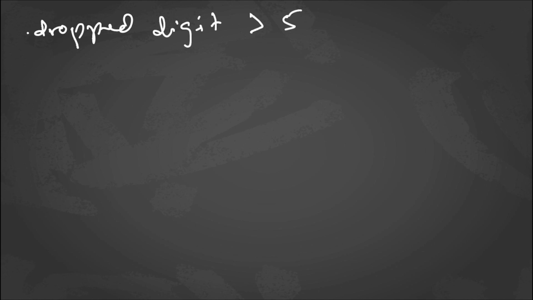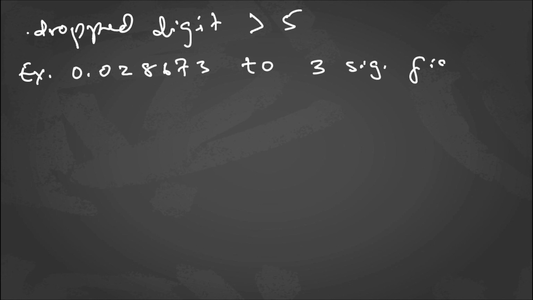For example, if we have a number such as 0.028673, and we are asked to round this off to, let's say, 3 significant figures. What we first see in this number is that we have two leading zeros, and these two leading zeros are not significant. So our first 3 significant digits, which are these non-zero digits, have to be the 2, 8, and 6. Our dropped off number, right? We are dropping off the numbers beginning from this 7.